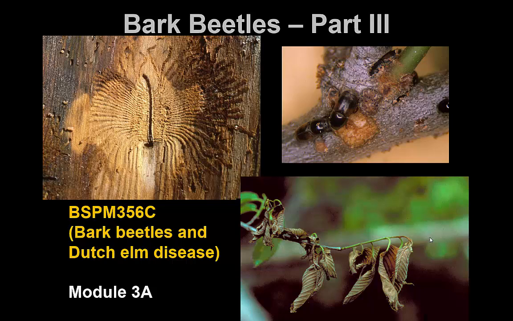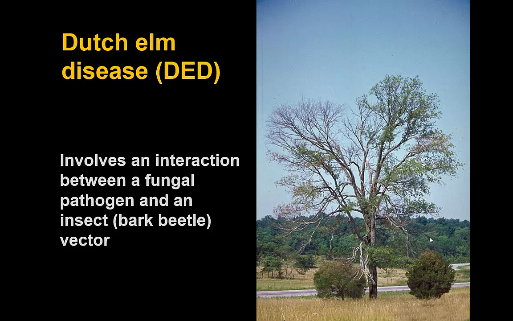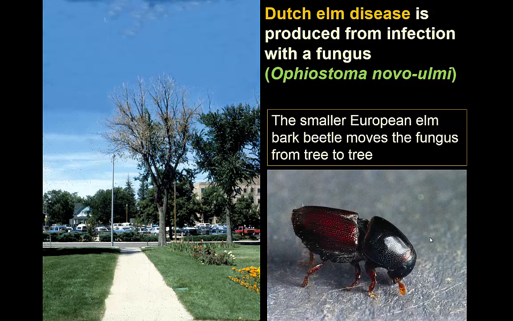So the first group that needs attention are the bark beetles associated with the elms. And this also brings up Dutch elm disease. Dutch elm disease is a disease that involves an interaction between a fungal pathogen that produces the disease and an insect vector, a bark beetle in this situation. It is produced from infection specifically with a fungus known as Ophiostoma novo-ulmi, and it is primarily moved from place to place by the smaller European elm bark beetle.